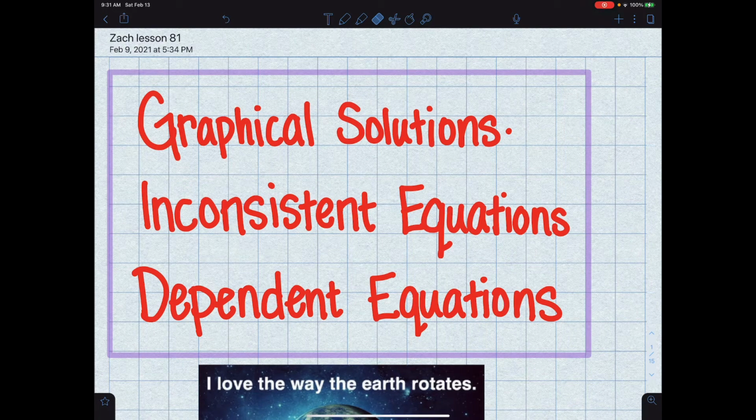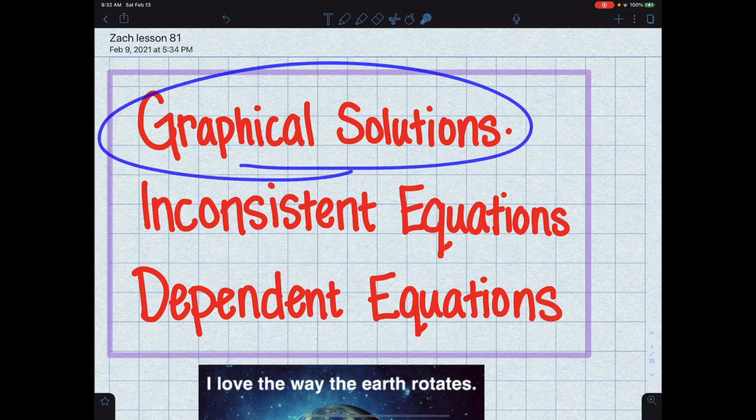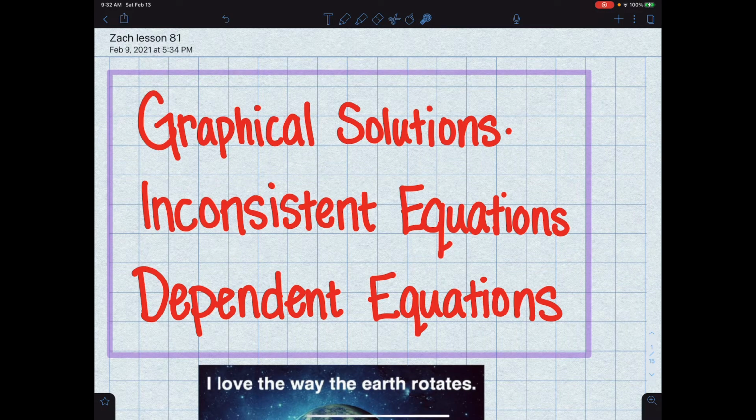If you're following along in your book, you can turn to page 330 and you will be on this lesson. And it's a great lesson because it goes over graphical solutions and a couple of new terms, which are inconsistent equations and dependent equations. So we're going to find out in this video what that means, hopefully.